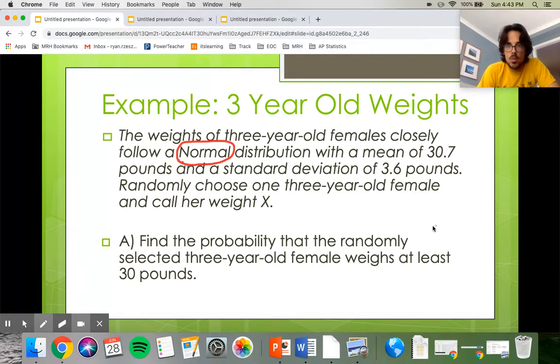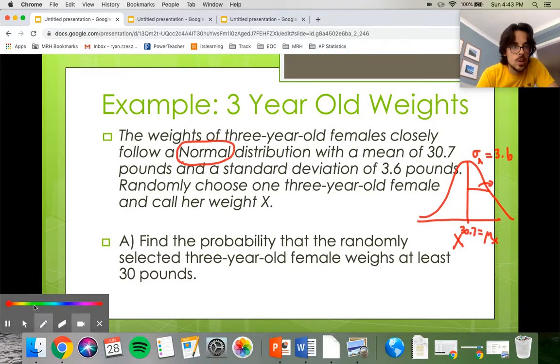They say that the weight of 3-year-olds is approximately normal. So X is going to represent the weights. The mean is 30.7, and the standard deviation is 3.6. So sigma of X is 3.6. Find the probability that a randomly selected 3-year-old weighs at least 30 pounds.